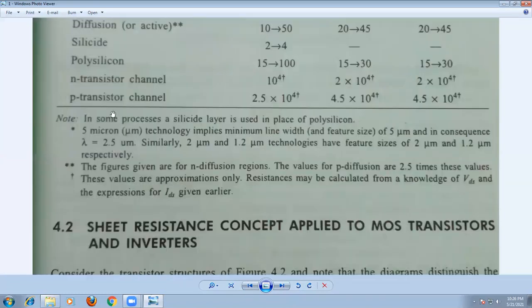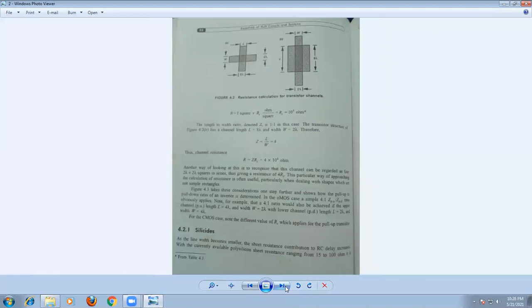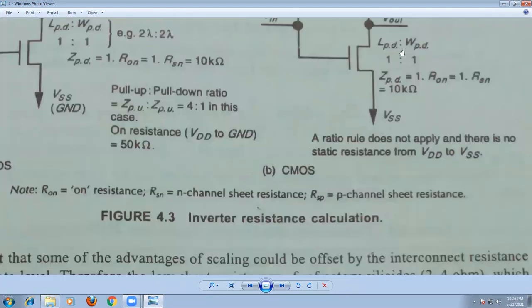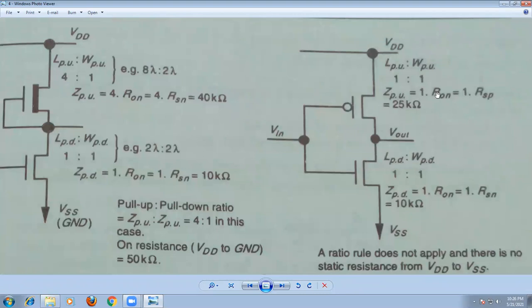For the P-type transistor in 5 micrometer technology, it is 2.5 into 10 to the power 4 ohm per square, right? So we can substitute that value here. Ron is equal to how much? 2.5 into 10 to the power 4 ohms, so that means 25 kilo ohm. So this is the Ron of the P-channel FET.